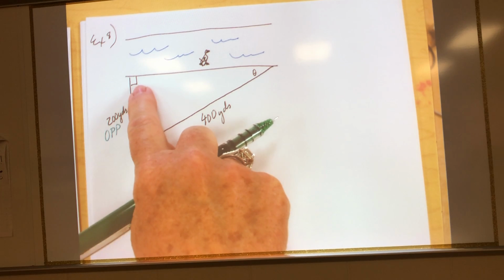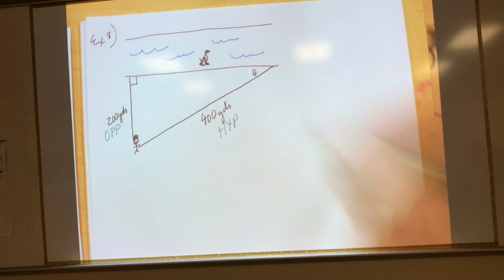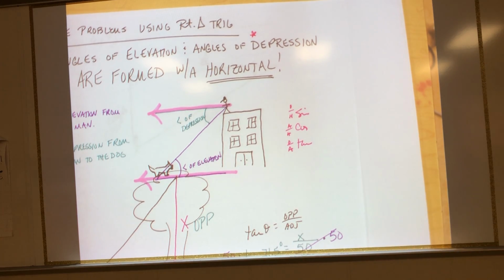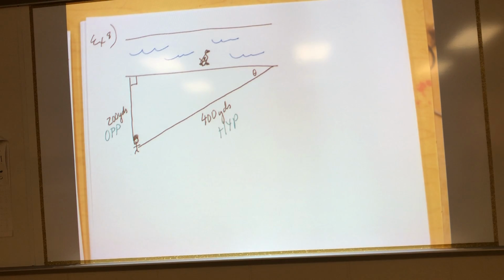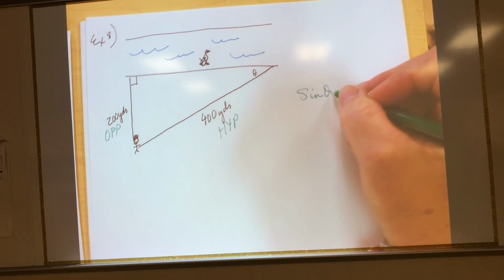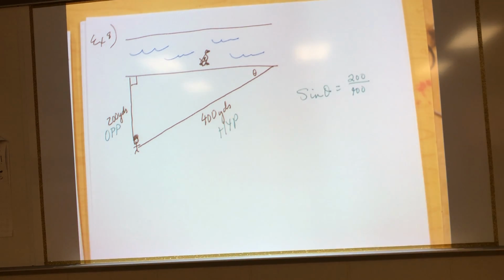Yeah, he's opposite that right angle, so he is the hypotenuse. All right, so what function? If you look back over here and ask what function deals with opposite and hypotenuse, that's the sine function. So I'm going to say the sine of theta is equal to 200 over 400. Do you agree? Now, here's something really important.